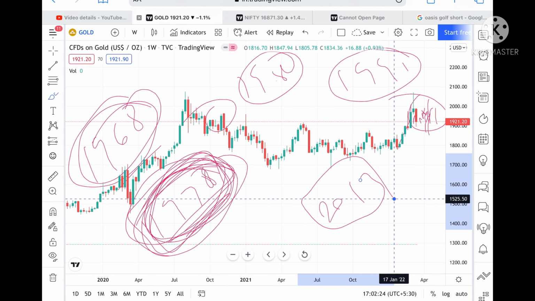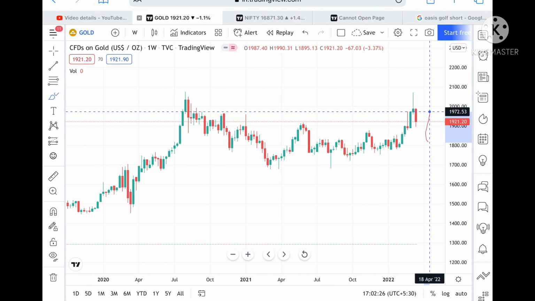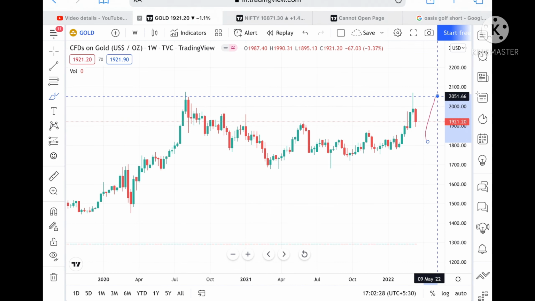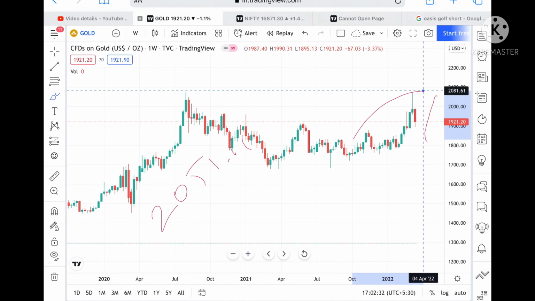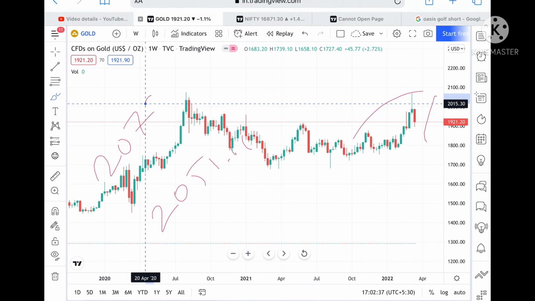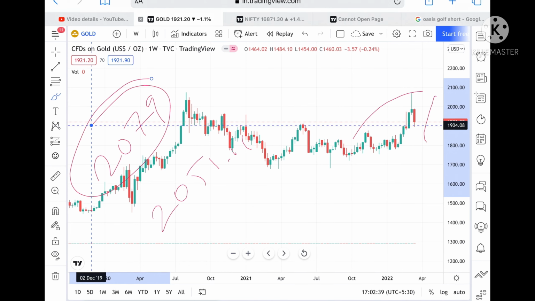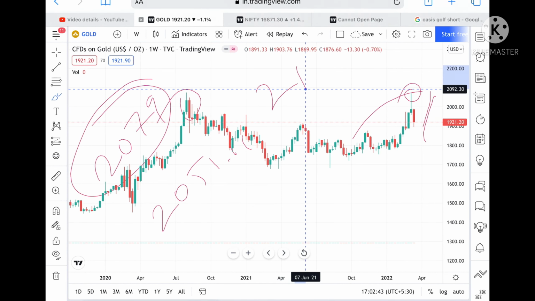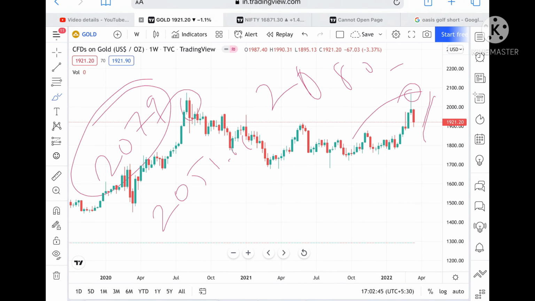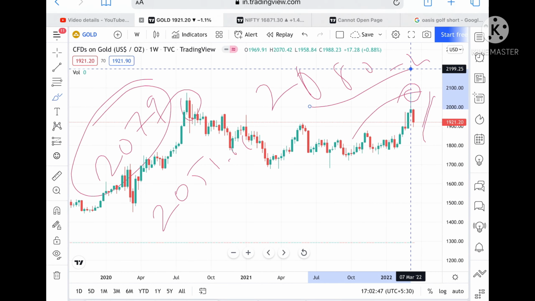Once 2013 is touched, it can go further upside towards a level of 2051.66, and from there it can move further upside towards a level of 2079. Once it touches 2079, which is already being tested here, the probability will be high that we can see a level of 2080 to 2090, and it can make a new high.